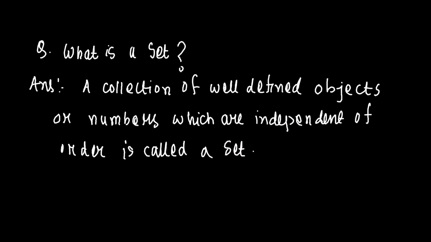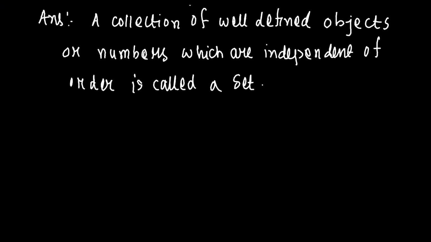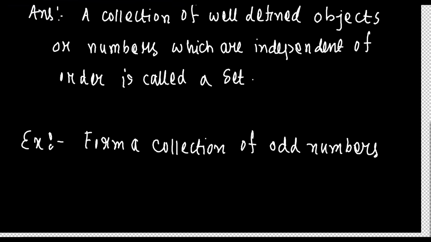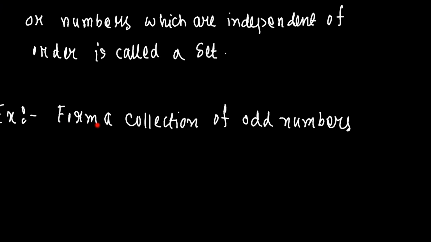Now we have to know what is the meaning of the term well-defined. Suppose, for example, I am telling you to form a collection of odd numbers. All of us can form a collection of odd numbers, because all of us know what odd numbers are. So it can be easily formed. That means we can form a set of odd numbers.